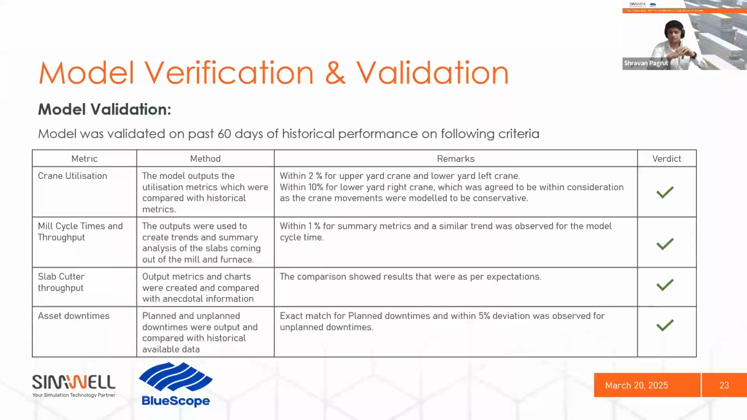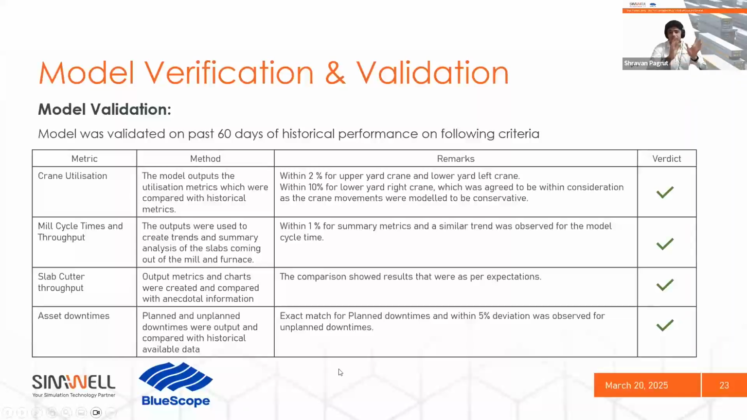Crane utilization, we're pretty much good for most of the cranes. One of the cranes, because we had modeled a little conservatively, was the crane that does a lot of tasks. It was agreed that a 10% gap between the historical and the actual was good enough. And then the mill cycle times, basically one slab comes out, then what is the time between the next slab coming out. We also made sure that it was pretty much spot on with the historical data.